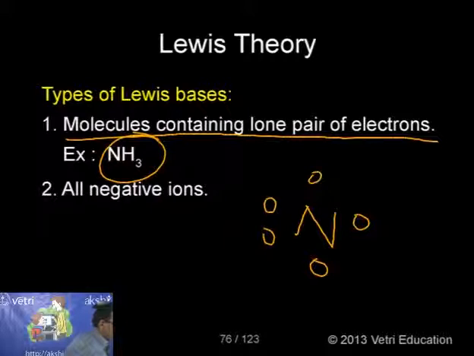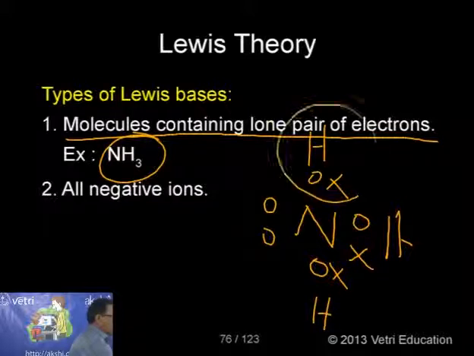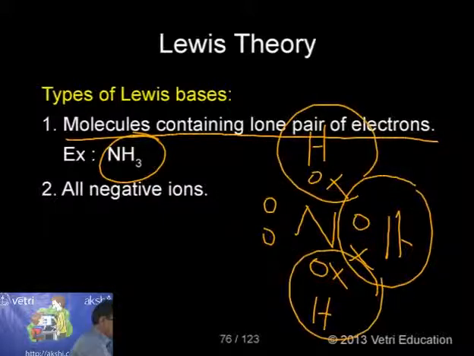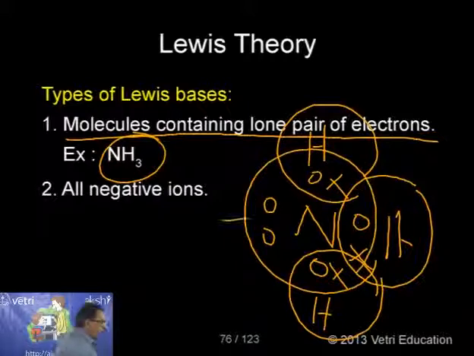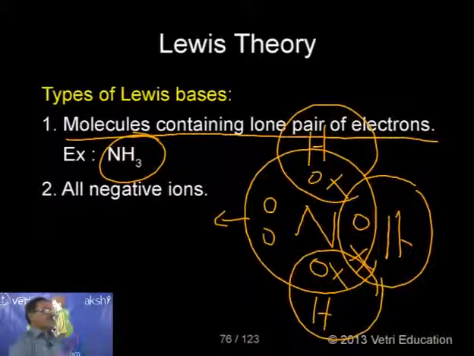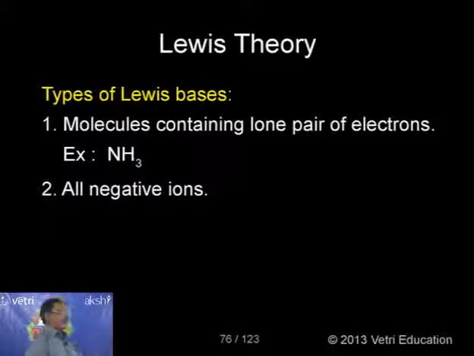So here automatically one hydrogen, another hydrogen, another hydrogen. So if you consider now, the central atom has 8 electrons, but this lone pair, which is not involved in bond formation, can donate to some other molecule which is in need of electrons. So ammonia is a base because it is donating a lone pair. So molecules containing lone pairs of electrons will behave as a base, a Lewis base. And all negative ions, because they will always have a lone pair of electrons, will behave as Lewis bases. This is the interesting information regarding the theory of acids and bases.